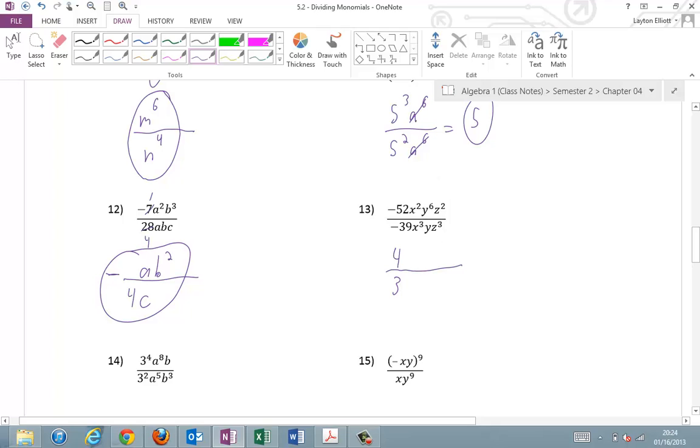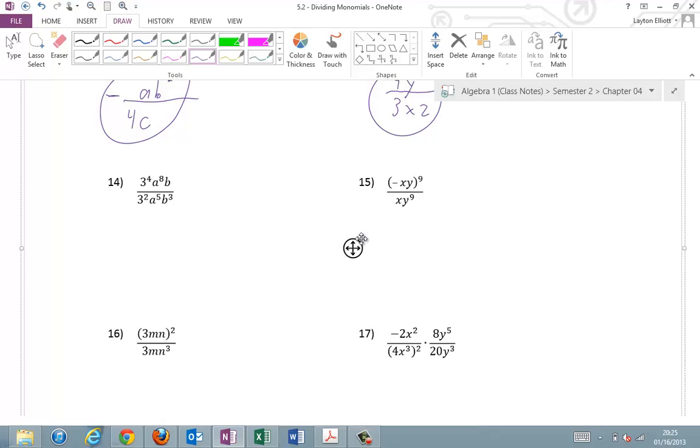Let's check the x's. X squared over x cubed is an x in the denominator. Y to the 6th over y. Cancel one of the y's and we get a y to the 5th. Z to the 2nd over z to the 3rd, and we have a z in the denominator. And that's done. Isn't this fun? I actually really mean that, and that's the scary thing.